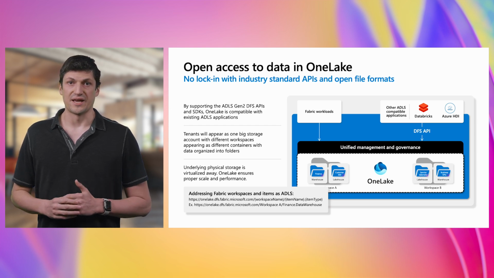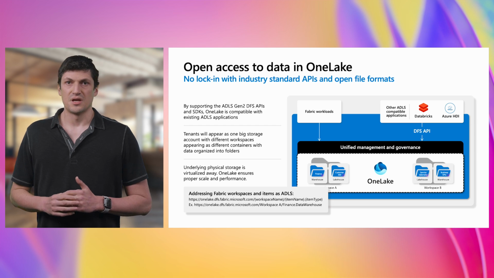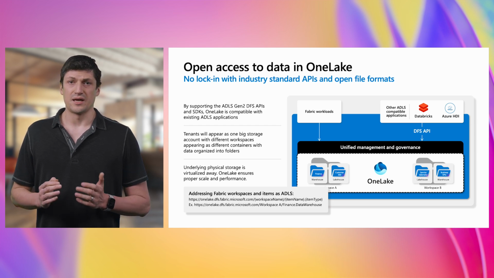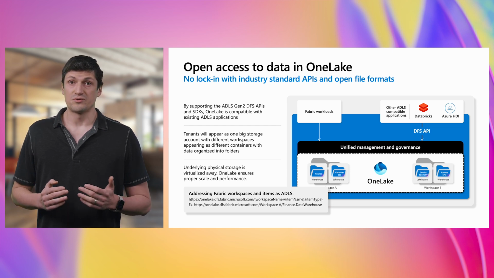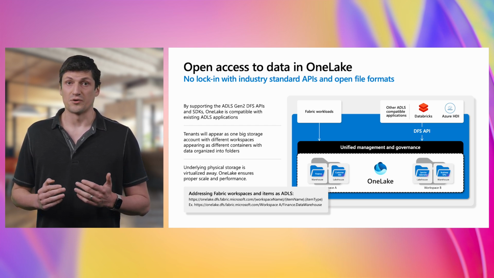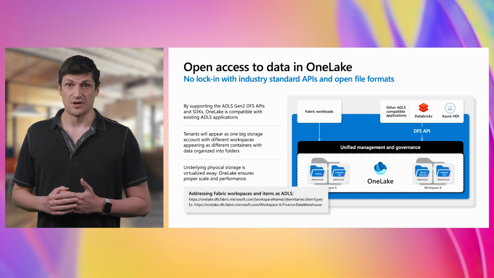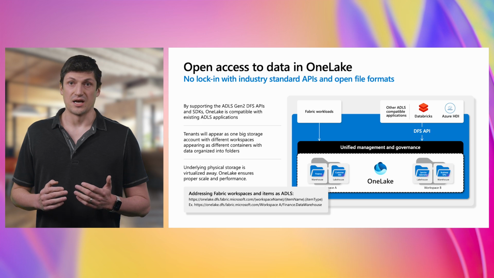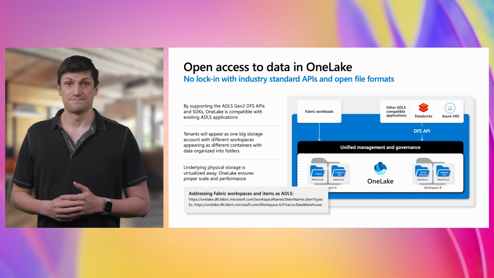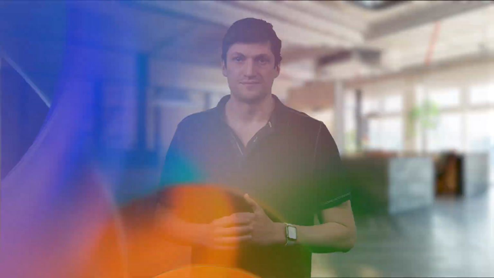OneLake ensures proper scale and performance. If you've worked with ADLS APIs, addressing data in OneLake should look familiar. There is no need to remember storage accounts as there is just one virtual account for all OneLake. Workspace name goes into the container portion of the URL, while the item name and type are all part of the path to the data. Let's look at a demo of OneLake in action.